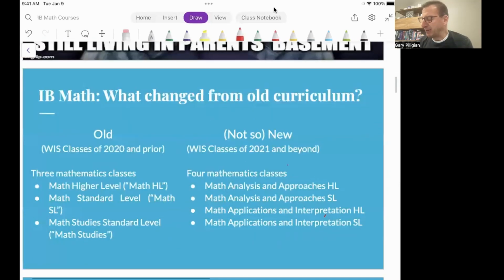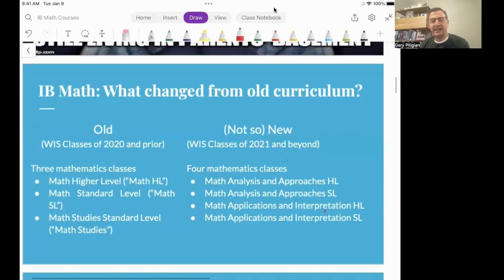So this is what happened back in 2019-ish. In the old regime of IB Math, there were three math courses: higher level, standard level, and something called mathematical studies standard level, but people just call that math studies.